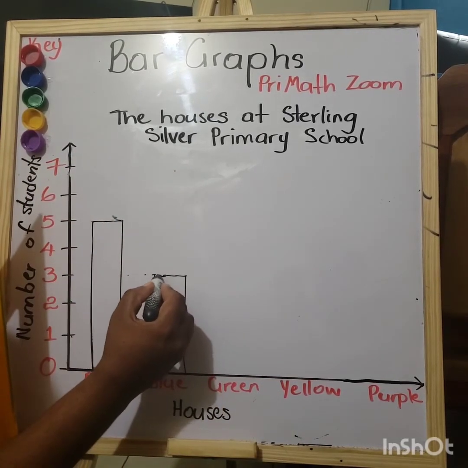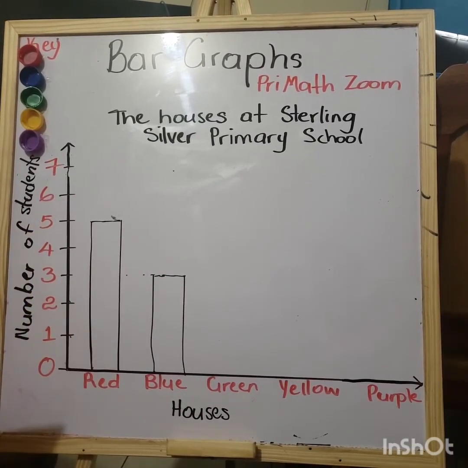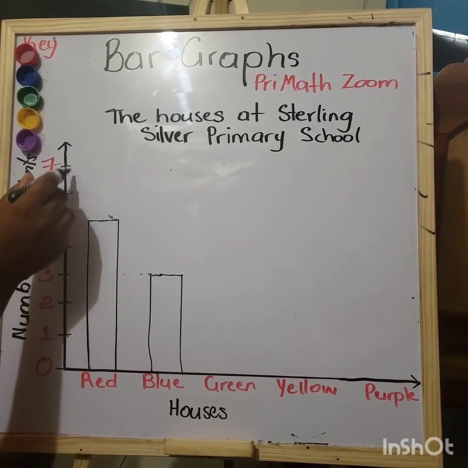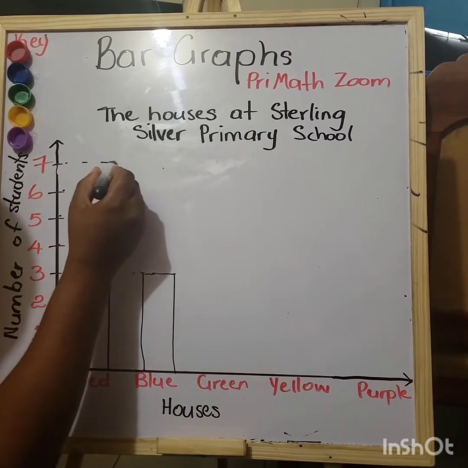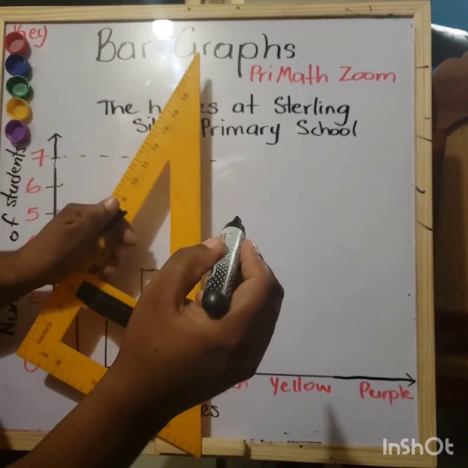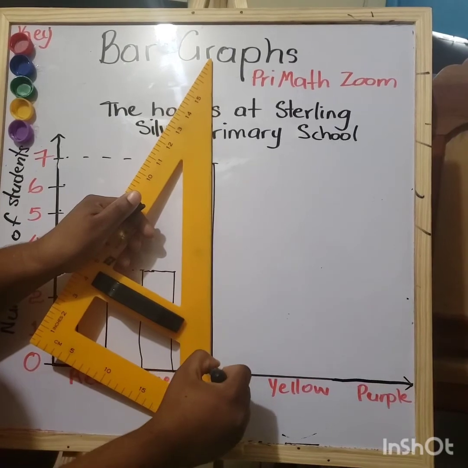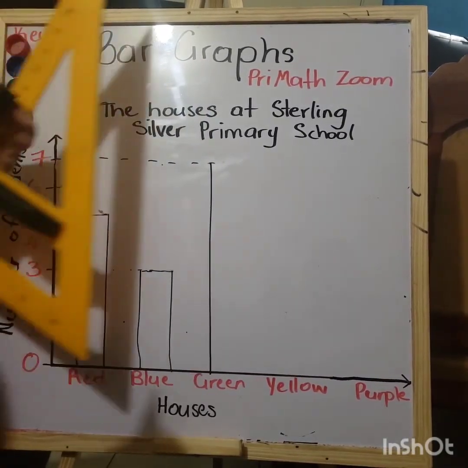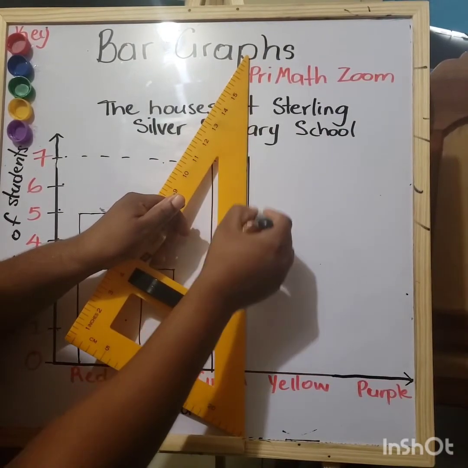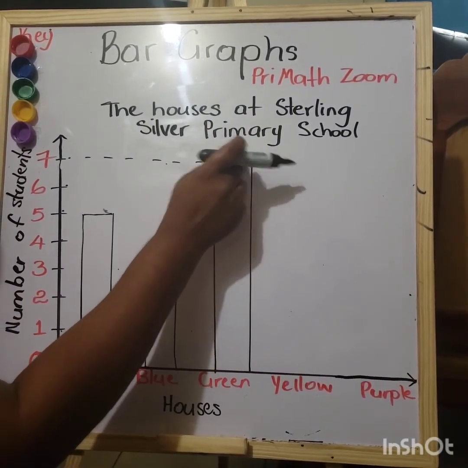Okay. All right. Then we have green house with 7 students. So 1, 2, 3, 4, 5, 6, 7. Wow, all the way over. And we're trying to get the spaces in between here as even as possible. And we're also trying to get the bars the same width. Okay?